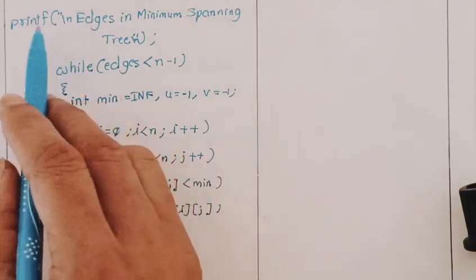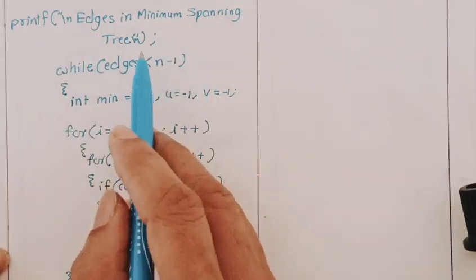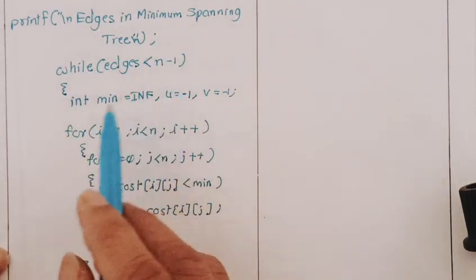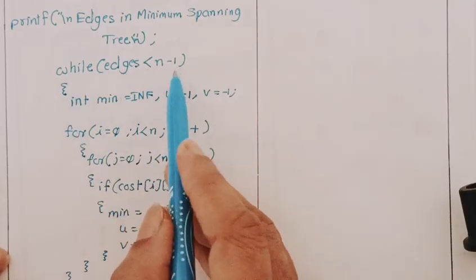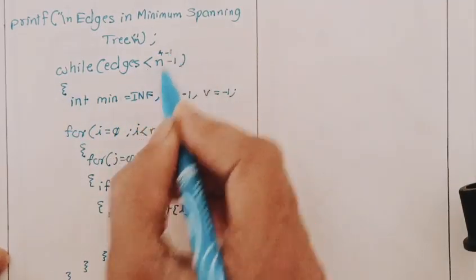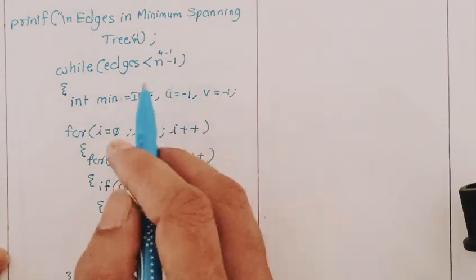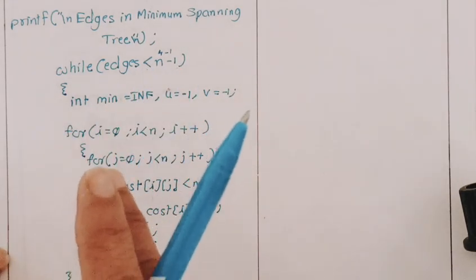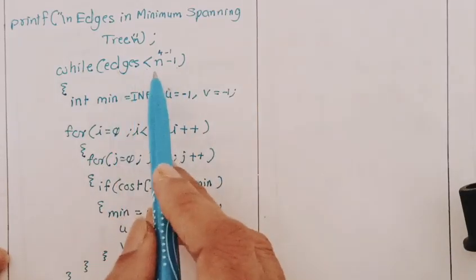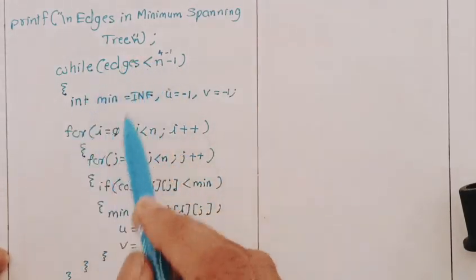After that you have to find the edges in the minimum spanning tree. Which edges you select, you have to print here. For that you are using a while loop: while edges is less than n minus 1. The n value is suppose 4 here, 4 minus 1 is 3. So if there are 4 nodes, we have to choose only 3 edges. Till 3 edges are selected, you have to continue this while loop.